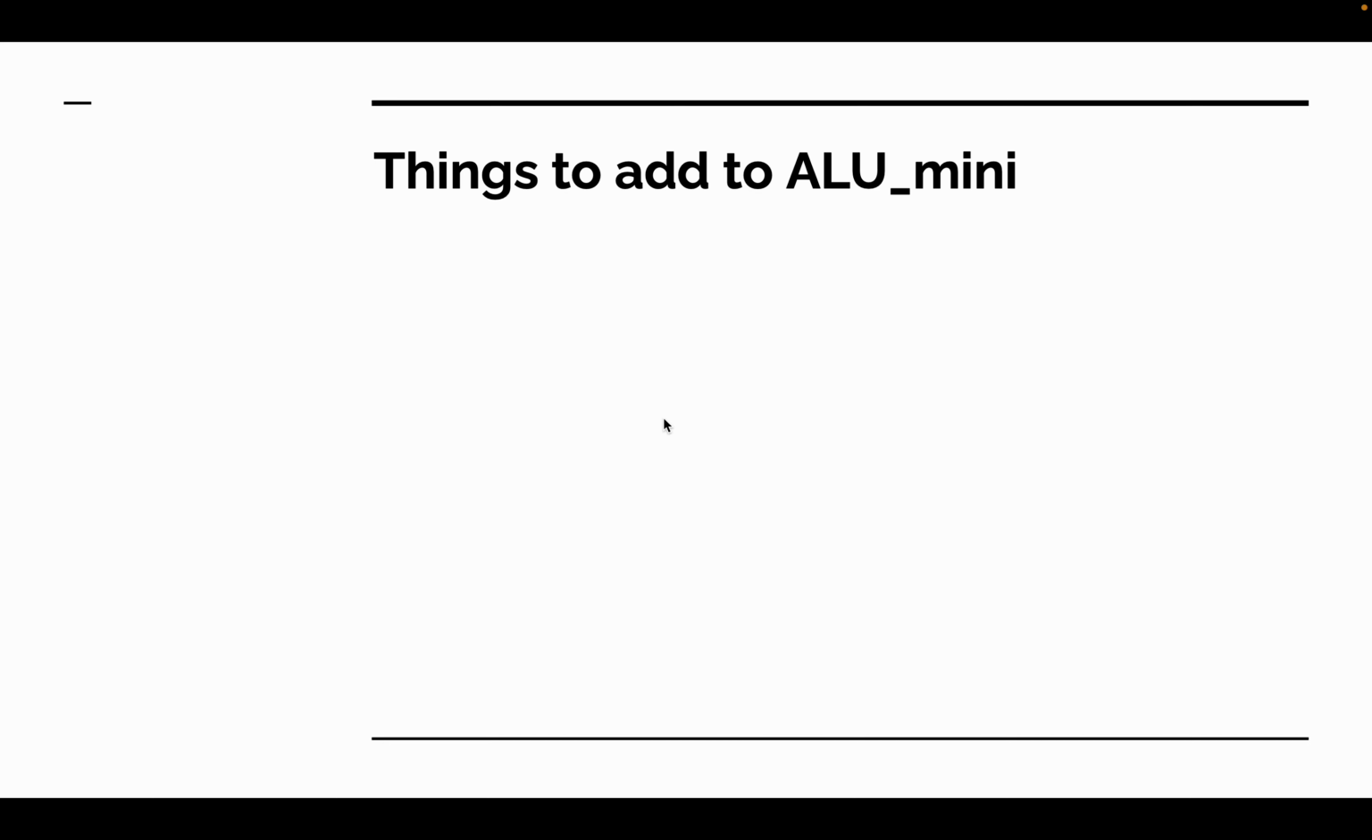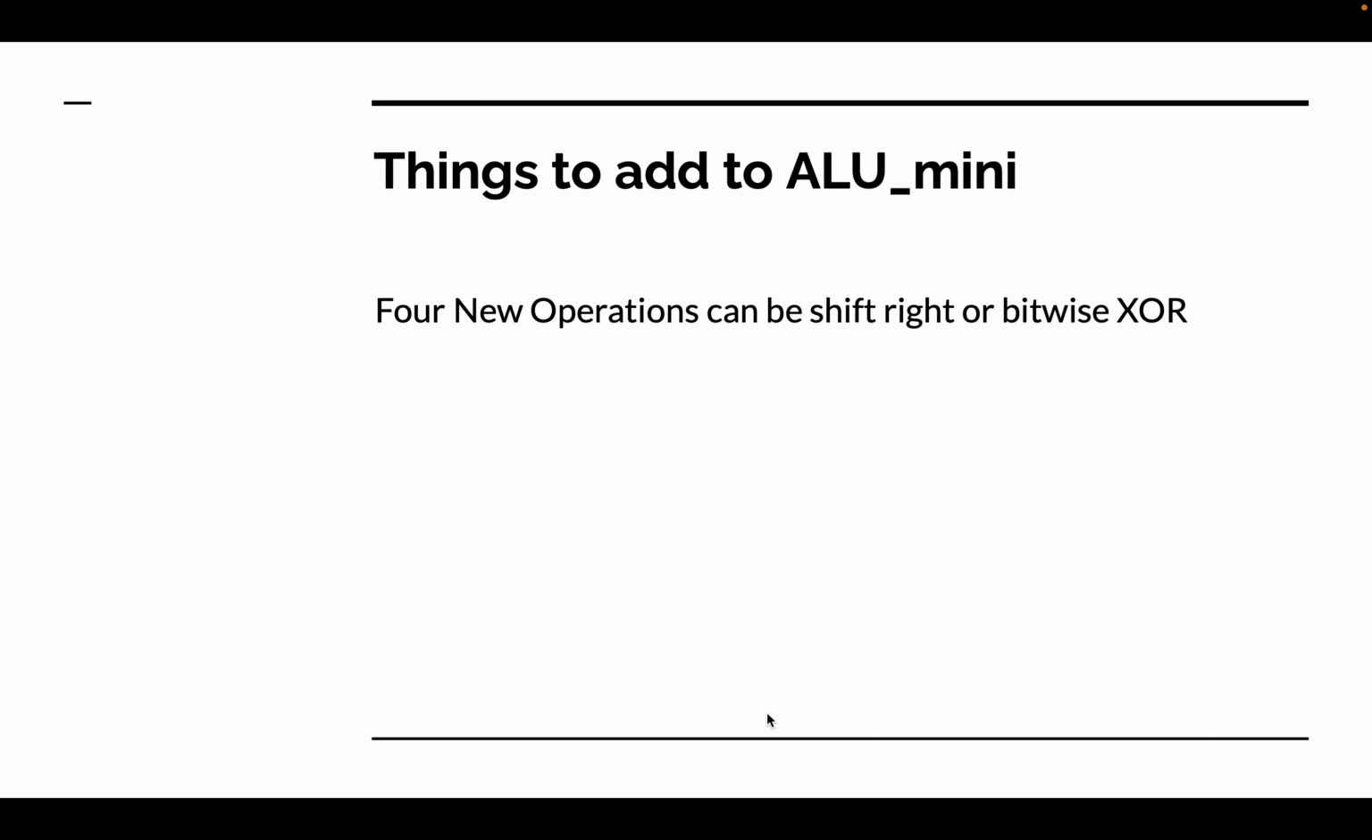And what we're going to do is add more into this. Our first step is to add 4 new operations, such as shift right or bitwise XOR. We're going to add a selection number 2, or S2, so that since we're going to have about 8 different modes, we can have up to 8 selections in total.